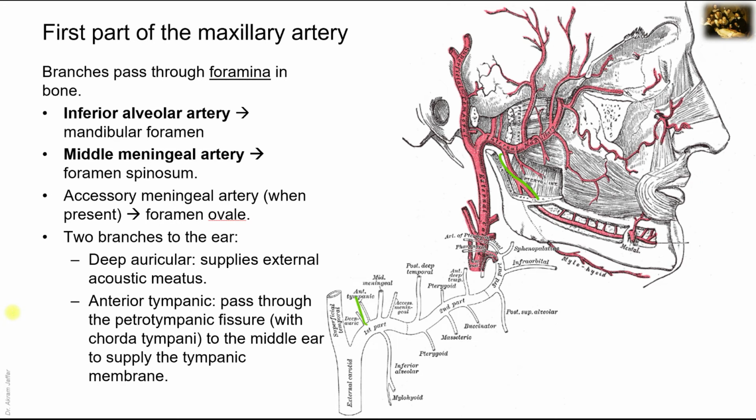These are the 2 small branches in this diagram for the ear. We have the deep auricular and the anterior tympanic. They are located on either side of the tympanic membrane. So the deep auricular supplies the external acoustic meatus, superficial to the tympanic membrane, and the anterior tympanic artery passes through the petrotympanic fissure together with the chorda tympani and is located in the middle ear, medial to the tympanic membrane. So 5 branches all in all.